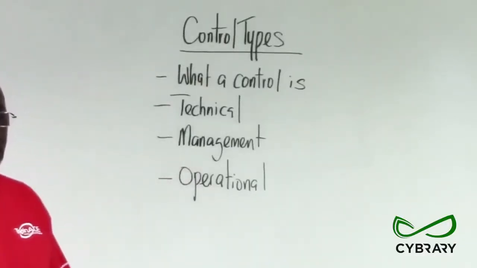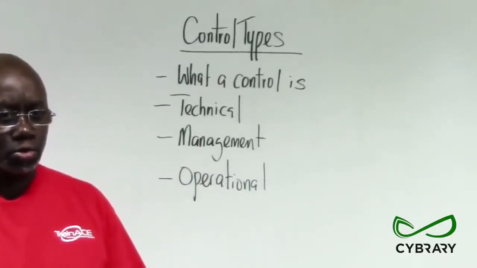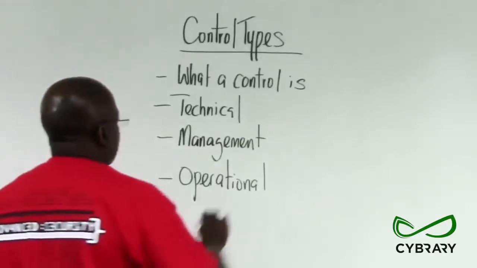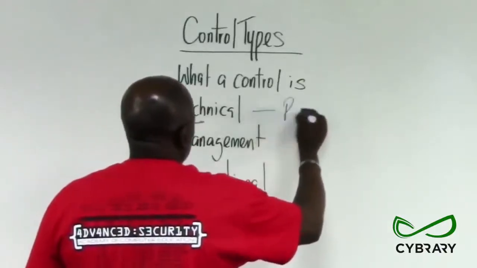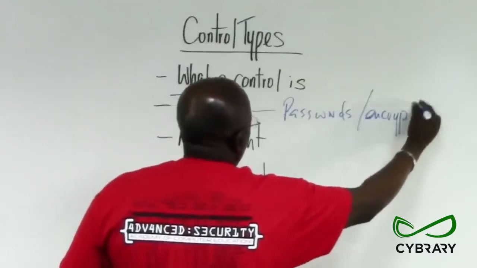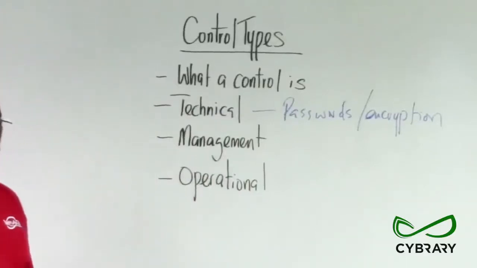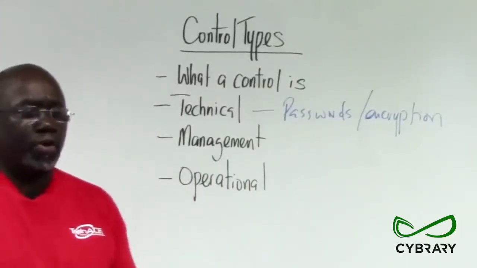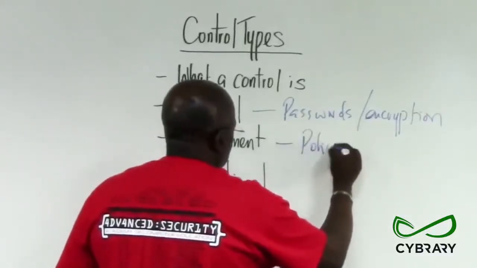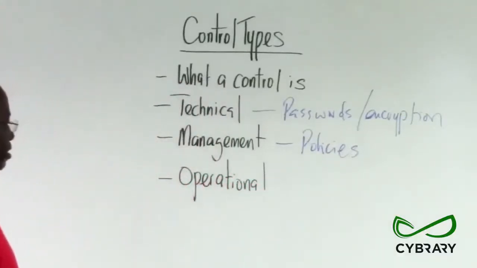You have technical controls, also regarded as logical controls. Examples are passwords and encryption. Those are technical controls. You could also have management controls in the form of policies, procedures, practices, and best practices. These are management controls.